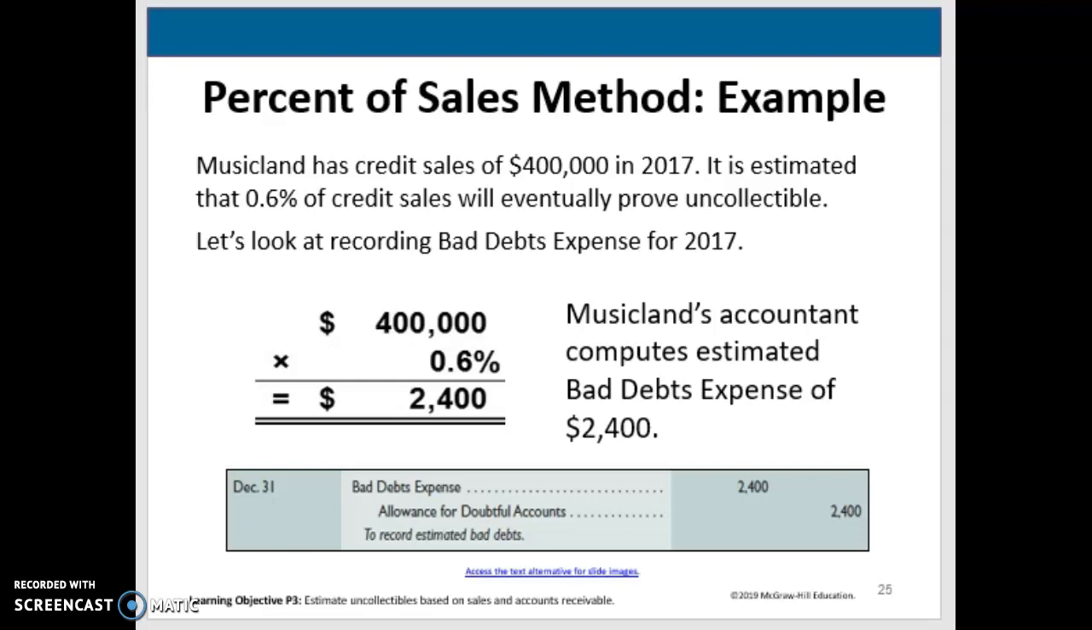All right, so we take the 400,000 times 0.6%, and we get 2,400. So to record the estimate, we're going to debit bad debt expense and credit the allowance for doubtful accounts. Again, this is just for the allowance part of it. That's under percent of sales.